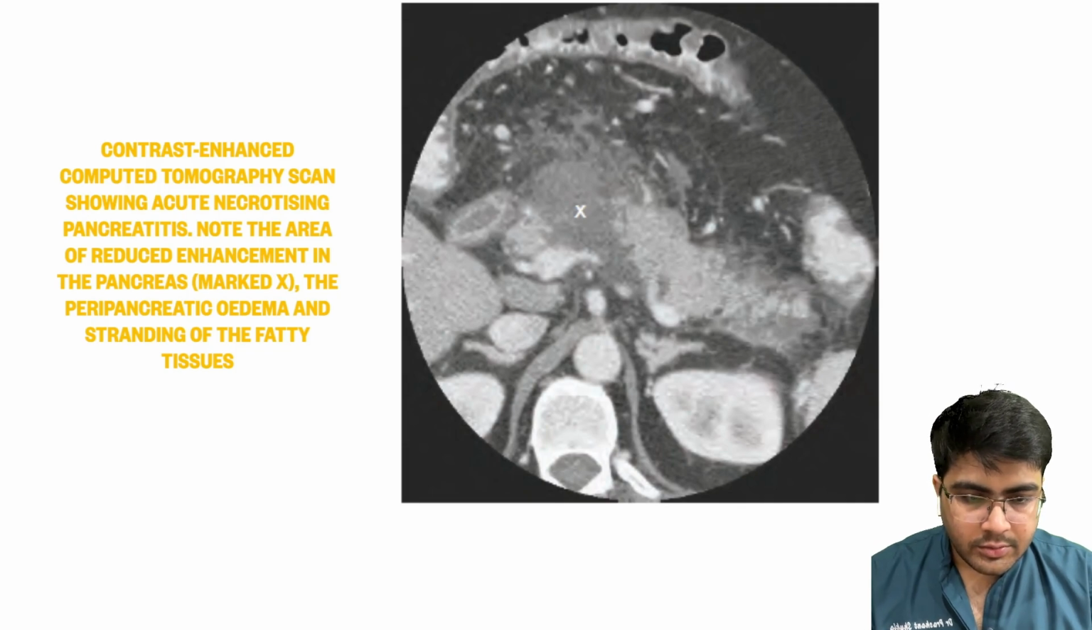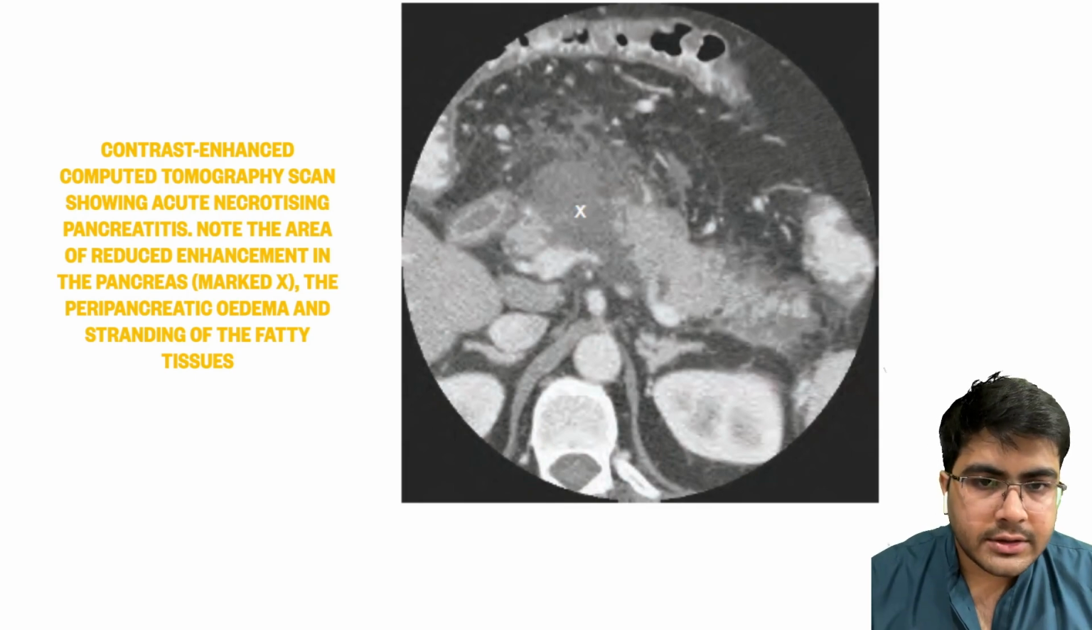Then next, coming to the more common entities like pancreatitis. So here you can see that there is presence of acute necrotizing pancreatitis marked by X. So there are areas of reduced enhancement in the pancreas. There is peripancreatic edema and stranding of the fatty tissues. These are all hallmark features of acute necrotizing pancreatitis.